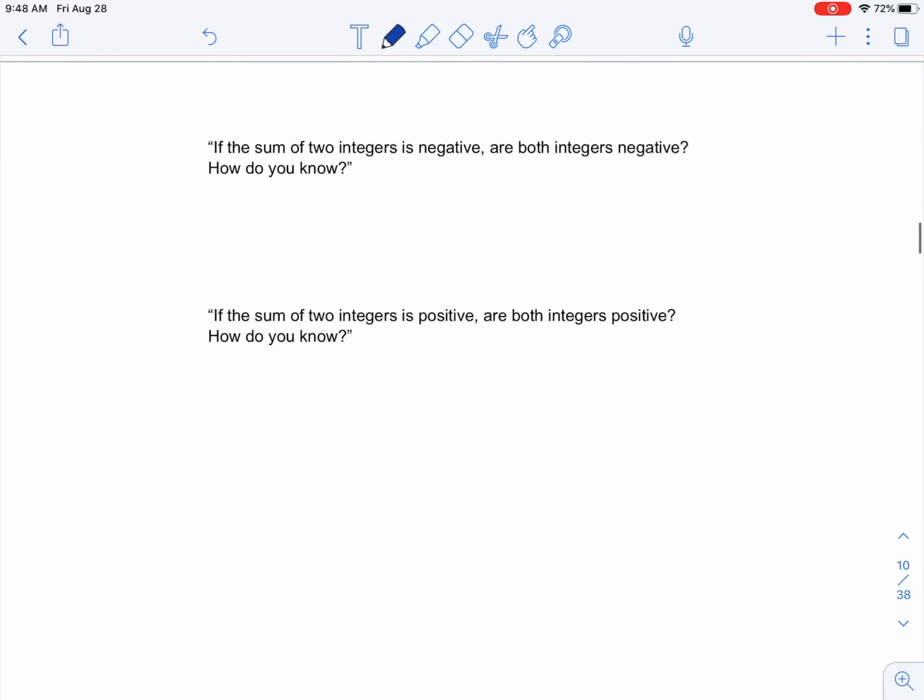Now I want you to think about this for a minute. If the sum of 2 integers is negative, do both integers need to be negative? Well, they could be, but they don't have to be. Sorry for my poor penmanship. They could be, but they don't have to be.